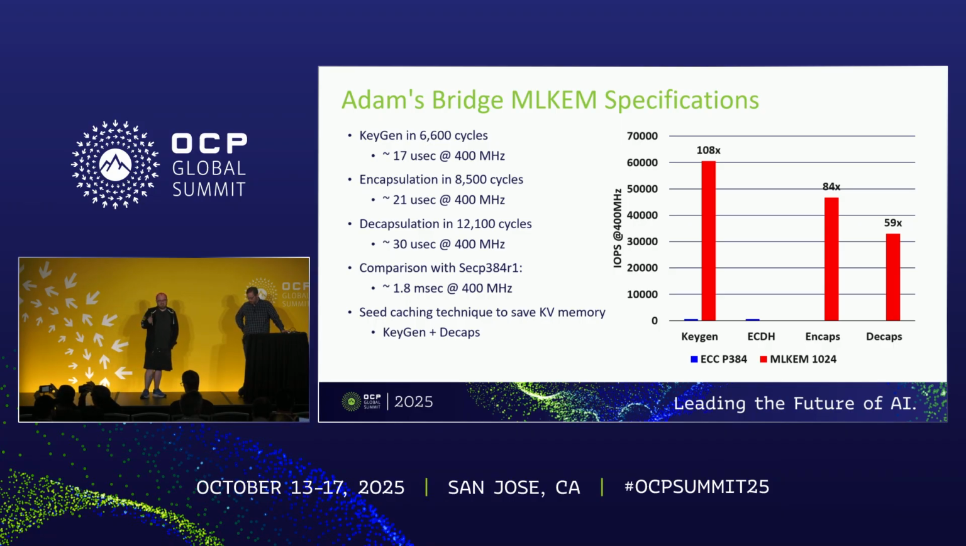MLKEM has a pretty similar performance difference. It's even more consistent, though, since the rejection happens at a different stage. So keygen is extremely fast, and encapsulation and decapsulation, the equivalent of those in ECDSA would be ECDH. Sorry about the feedback. So again, there's a similar, but actually even more, like 50 to 100x performance improvement.